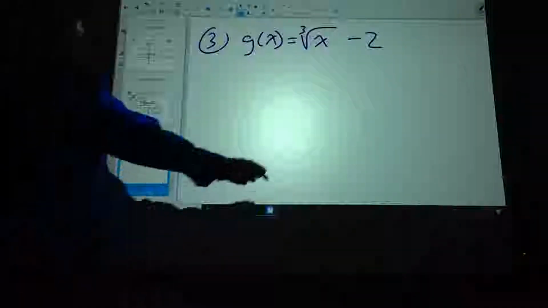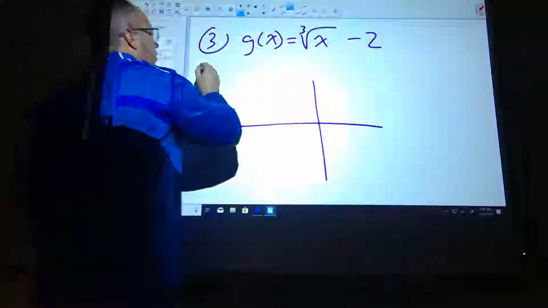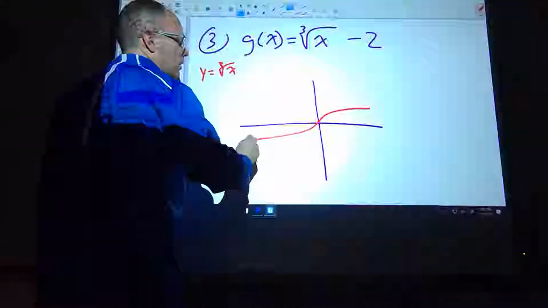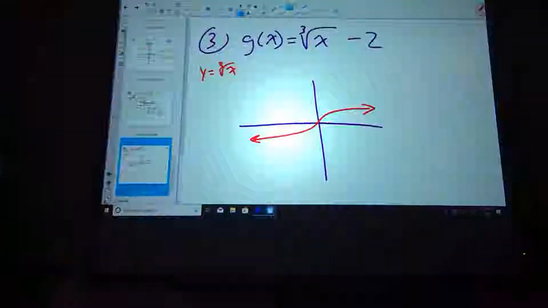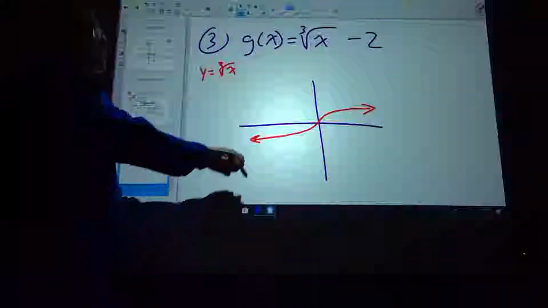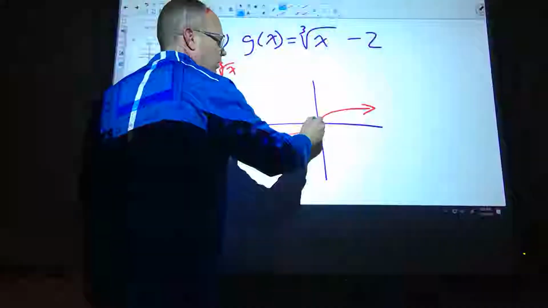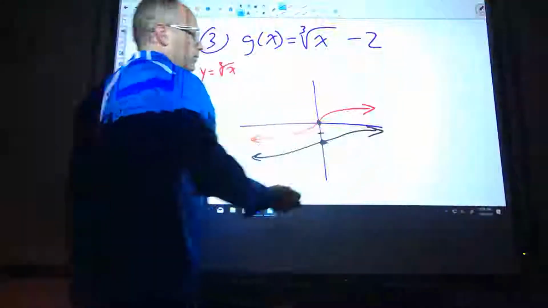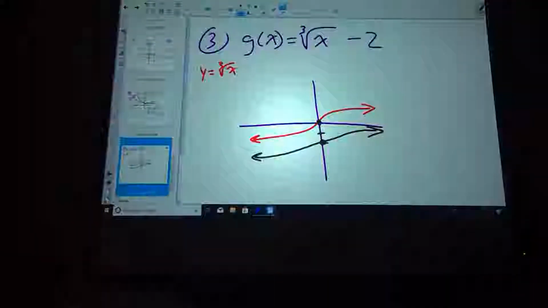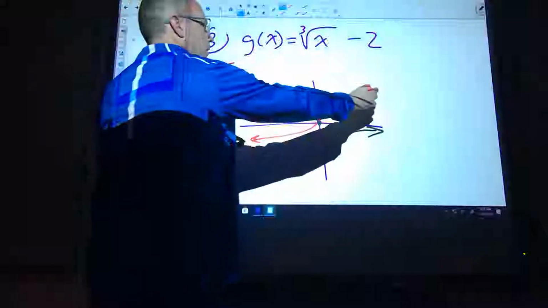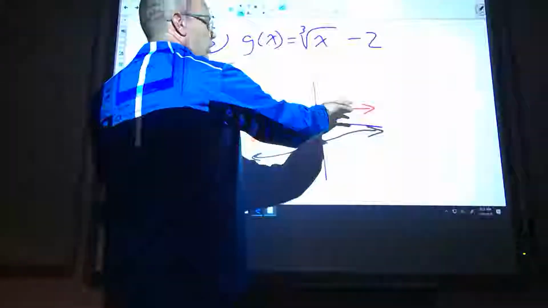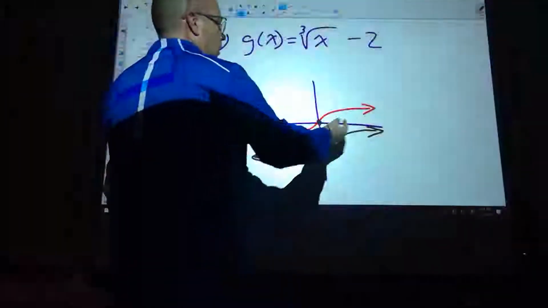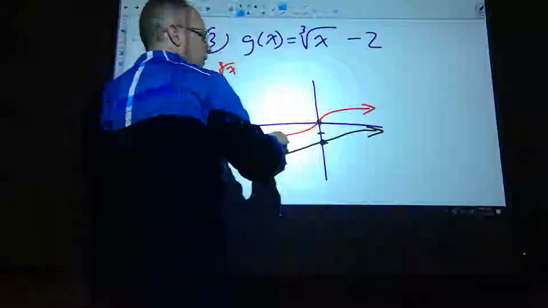So let's graph what the parent function would look like, y equals third root of x. It looks like this. This point here, I'm going to go down to here, and then it's just doing this. If you had a negative out front, it would just rotate. So this would be down here, this would be up here. Negative x inside would actually make this go this way and this go that way.